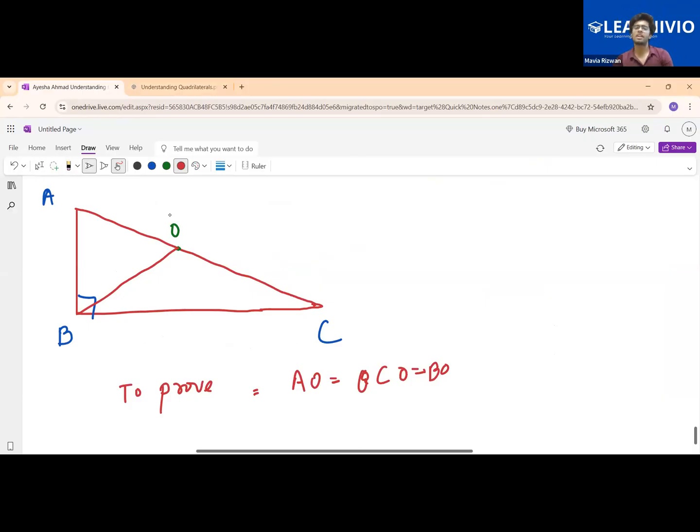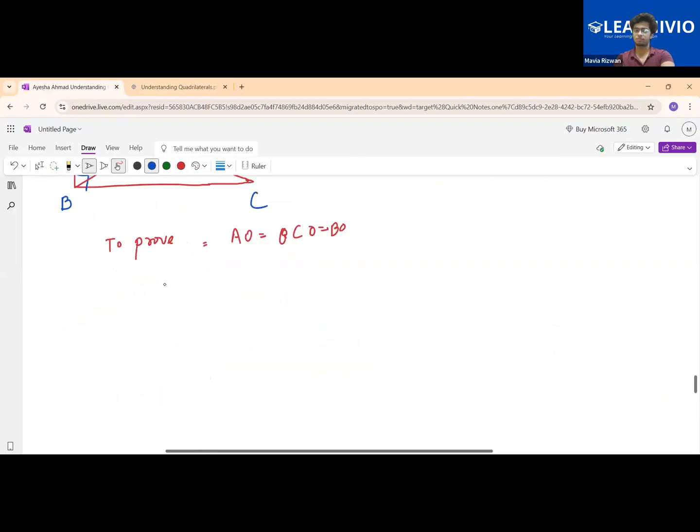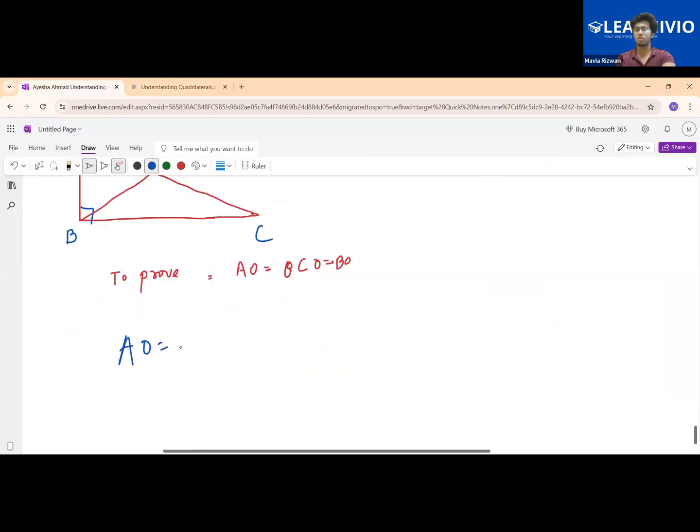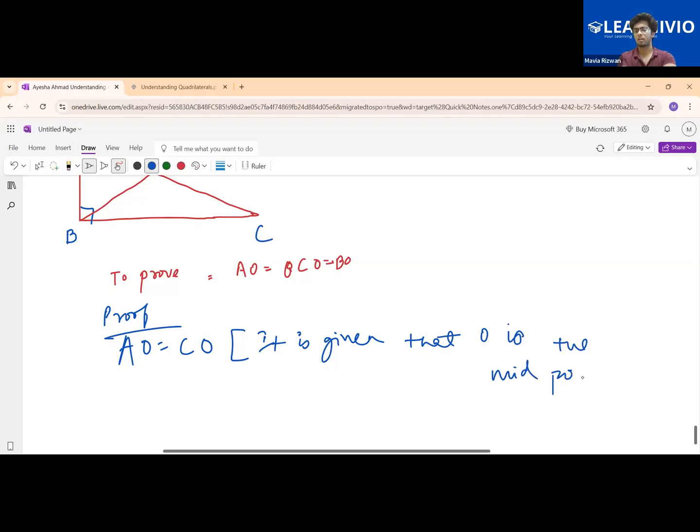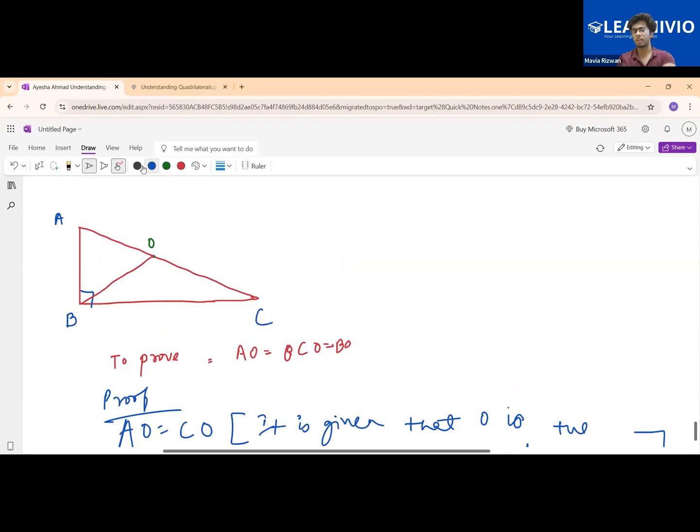Now it is already given that O is the midpoint. Aisha, if O is the midpoint, then the first thing in the proof is that AO is equal to CO. In the proof we write AO is equal to CO because it is given that O is the midpoint, right, Aisha? Midpoint of AC. So from here we at least know that AO is equal to CO. If it is the midpoint, then this side of course is going to be equal to this side. Aisha, tell me, is this clear first of all?